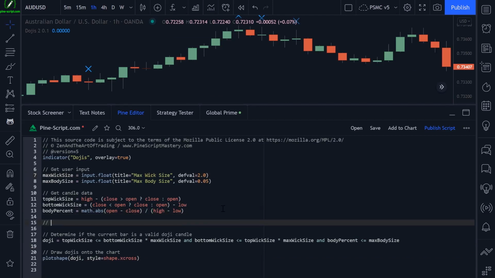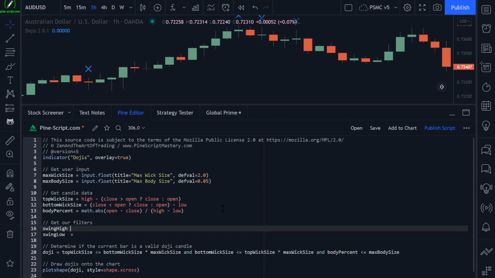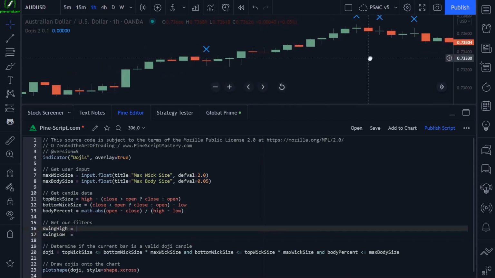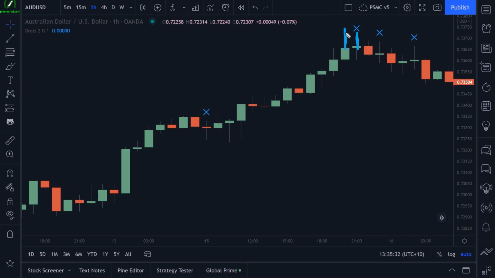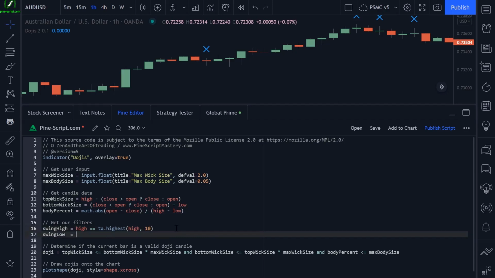Let me add some code here. We'll say get our filters. So let's do swing high and swing low. Now this will work the same way as our fractal engulfing candles did, except this time, instead of checking if the current bar is the swing high or the previous bar is the swing high, we only want to check the current doji bar's high. So here I can say, is the current bar's high equal to TA.highest, so the highest high over the past 10 bars. Now you could put this into a user input if you want to. I'm not going to bother right now to save time, but you could do that. I'm also going to check swing low against the TA.lowest low in the past 10 bars.